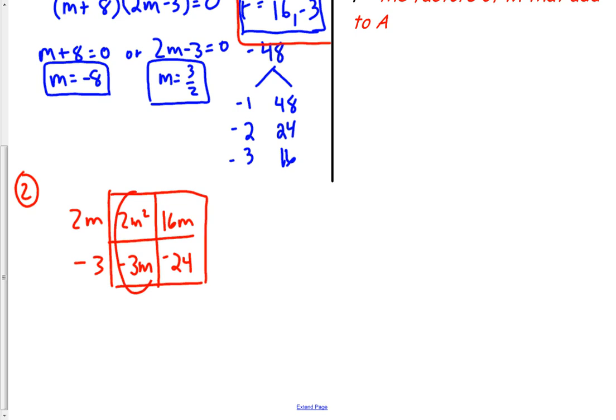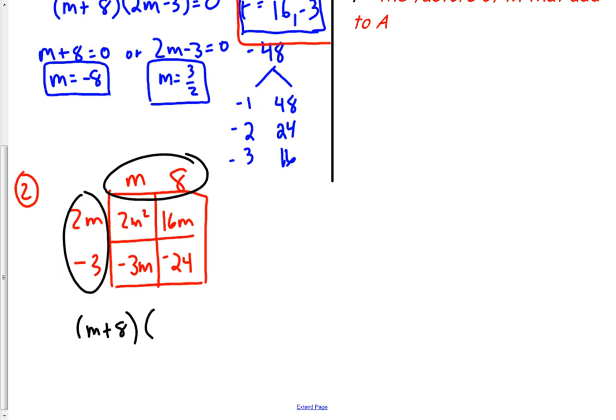All right, I look at the columns. The greatest common factor out of 2m squared and negative 3m: no numbers come out, but I can take an m out. And then the GCF out of 16m and negative 24, it looks like I take an 8 out, and that's what's left. So what you see right here is m and 8, which gives me a factor of m plus 8, and I see 2m minus 3, which gives me a factor of 2m minus 3.